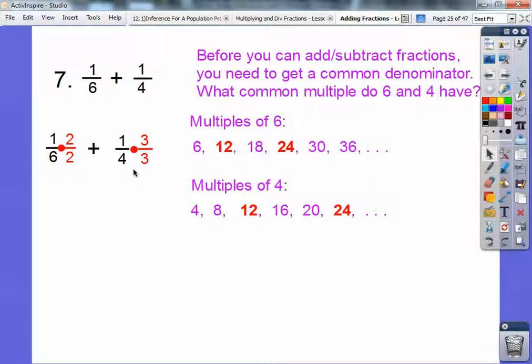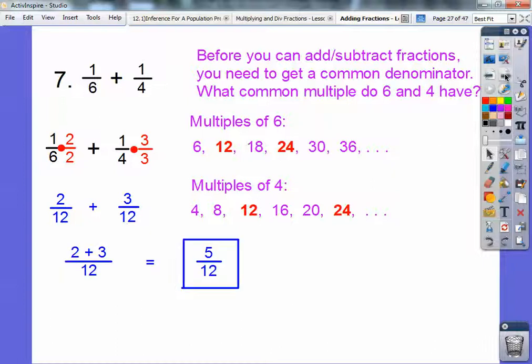It just gives it a facelift and makes it look different. Okay? So then now I can go ahead, remember from when you multiply fractions, 1 times 2 over 6 times 2, and I get 2 over 12, and then over here I get 1 times 3 over 4 times 3, I get 3 over 12. Now we have common denominators, and you can go ahead and add those numerators now. So you get, remember the numerator is your top number, so add 2 plus 3 over 12.